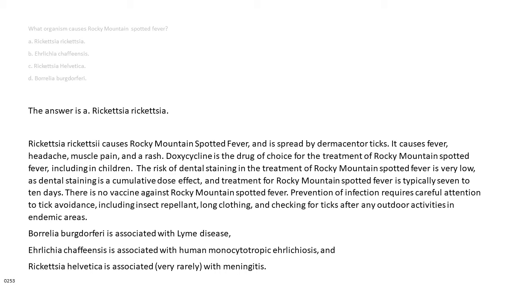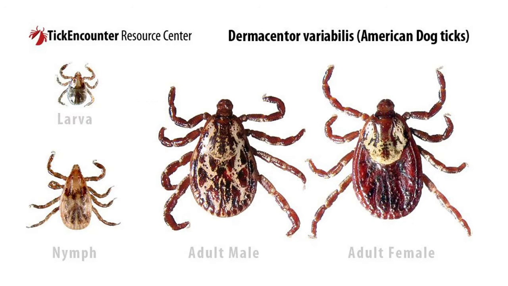There is no vaccine against Rocky Mountain spotted fever. Prevention of infection requires careful attention to tick avoidance, including insect repellent, long clothing, and checking for ticks after any outdoor activities in endemic areas. Borrelia burgdorferi is associated with Lyme disease. Ehrlichia chafeensis is associated with human monocytotropic ehrlichiosis, and Rickettsia helvetica is associated, very rarely, with meningitis.